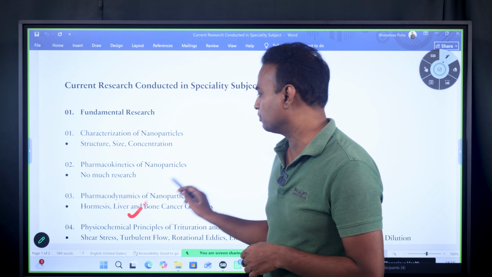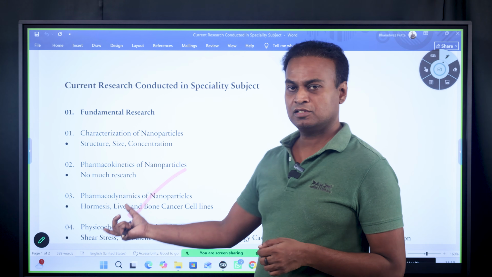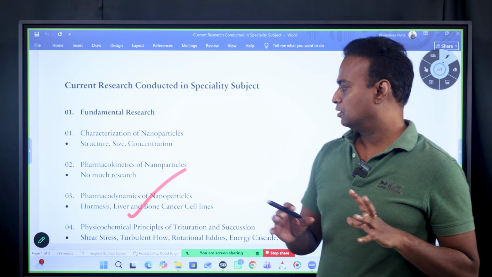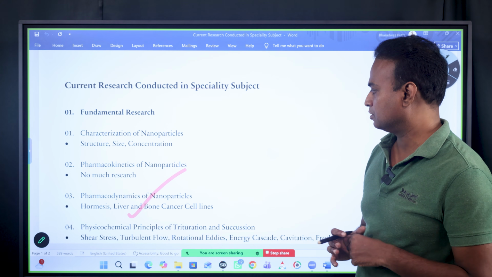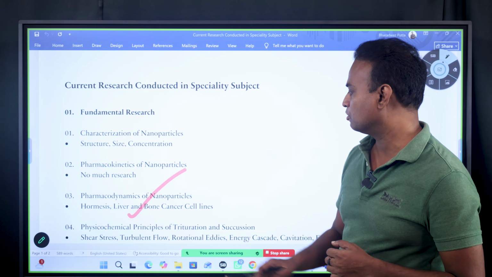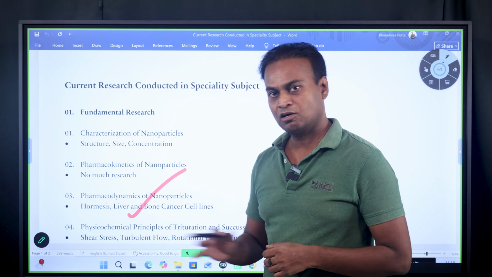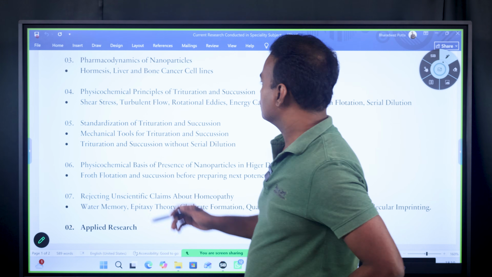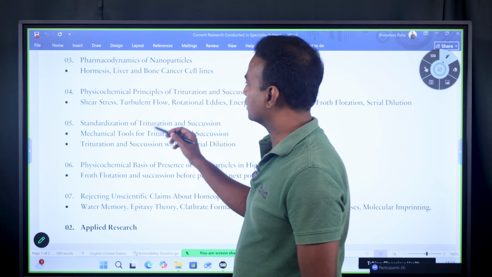Next one is pharmacodynamics of nanoparticles. Hormesis is the principle everyone is discussing, and there are some pharmacodynamic activities that are conducted in liver cells, liver cell lines, and bone cancer cell lines. These are the common ones. Now it is done.